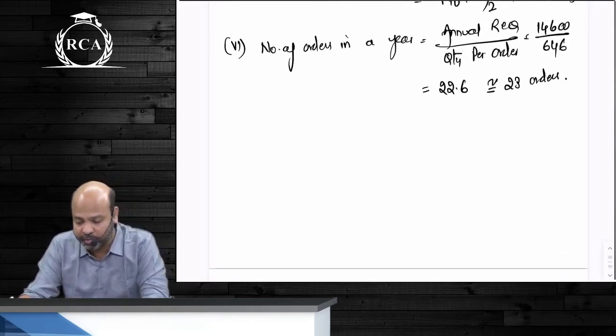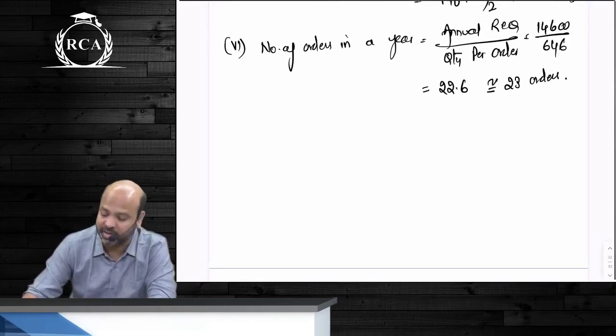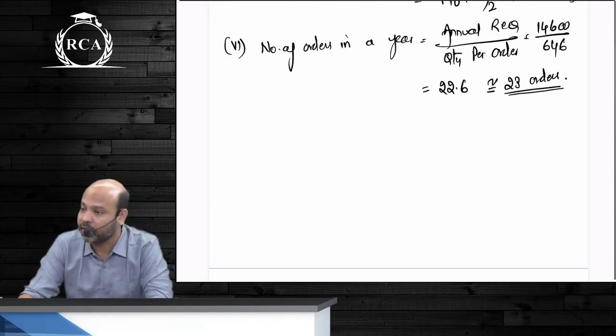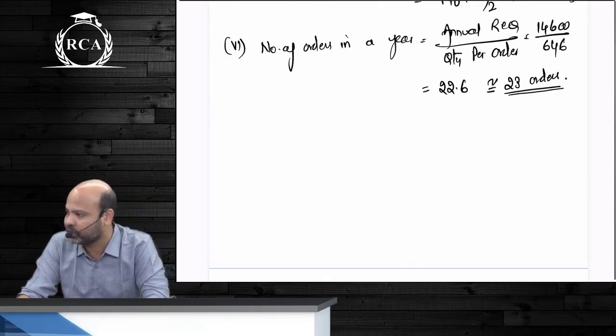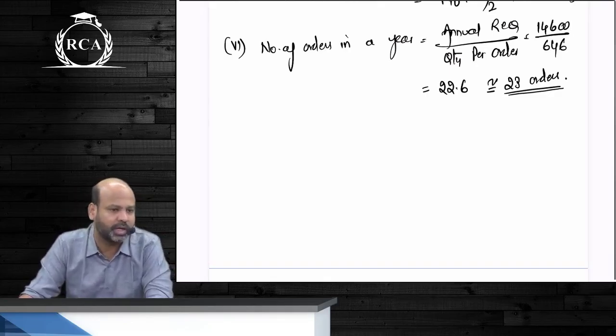We used to do that before only, guys, but recently, in the last 6-7 years, they started rounding off. So that is why you will now take 23 orders, nearest number. If it is 22.4, you will take it as 22. Anything more than 22.5, it will be 23 orders.